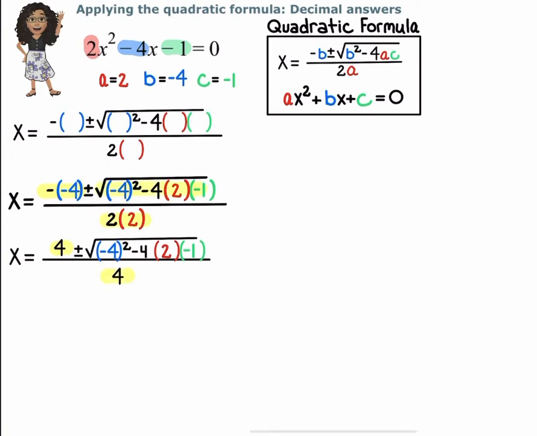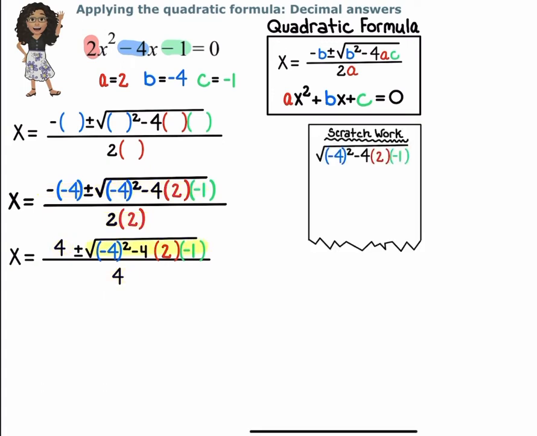I'm going to simplify the square root off to the side. A little bit of vocabulary, what's underneath the root is known as the radicand. When simplifying the radicand, I need to follow the order of operations. So I'm going to first perform the exponents. -4 squared is -4 times -4, which is 16. Next, I'm going to do the multiplication. -4 multiplied by +2 multiplied by -1 is +8.